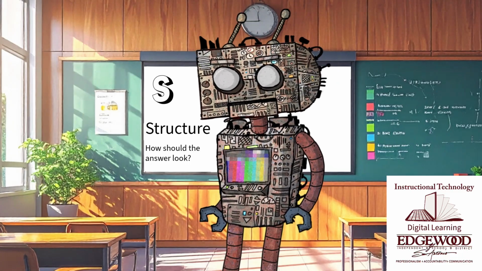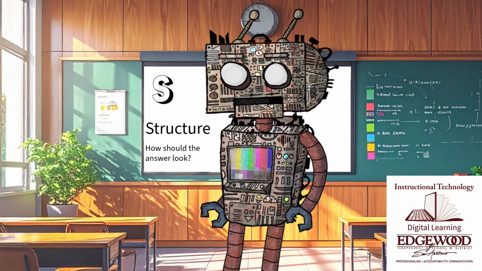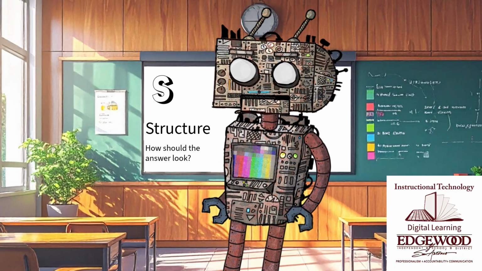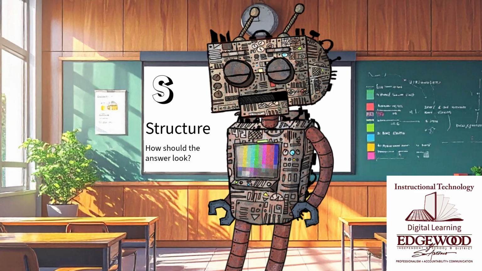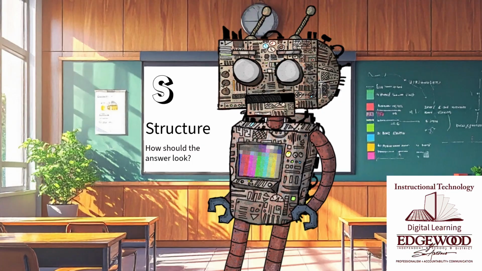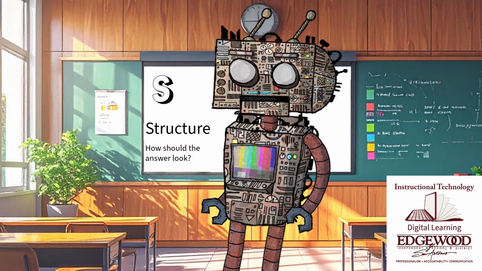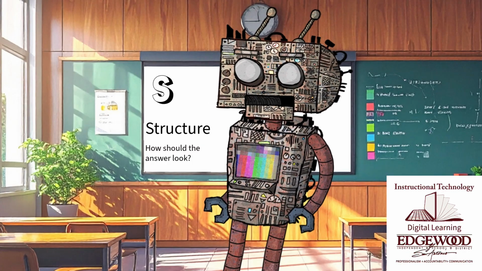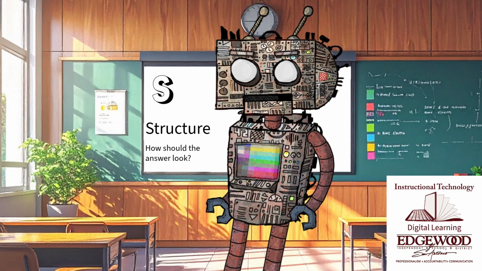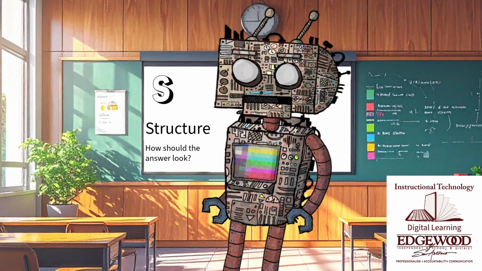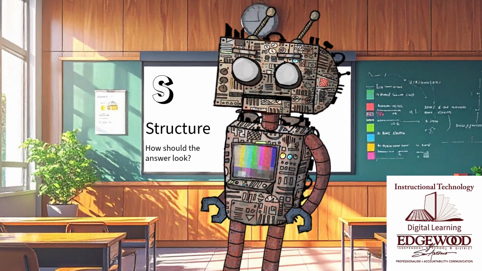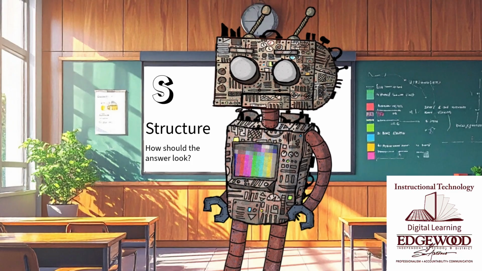Finally, S. This is structure. What should the final output look like? AI loves constraints. If you don't give it boundaries, it will ramble forever. Tell it exactly what you want, in 3 bullet points, under 100 words, a 5-paragraph essay format, or a 2-column table comparing X and Y. This is where you control the length and the look of the answer.